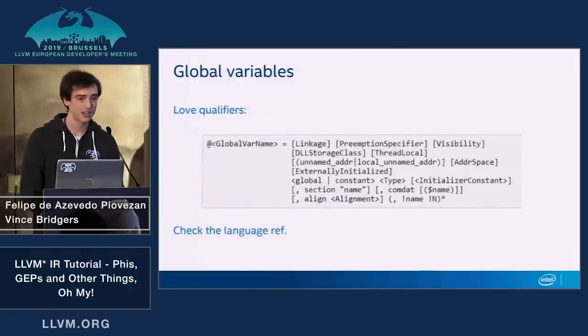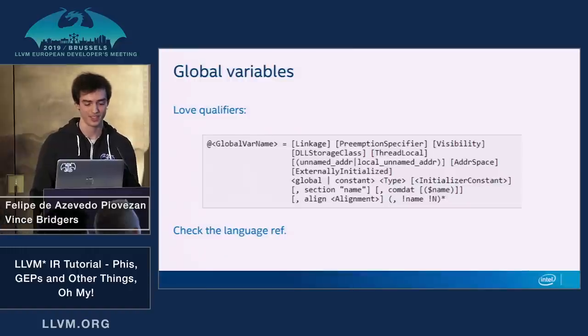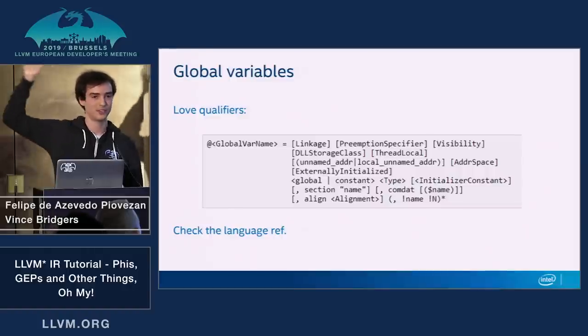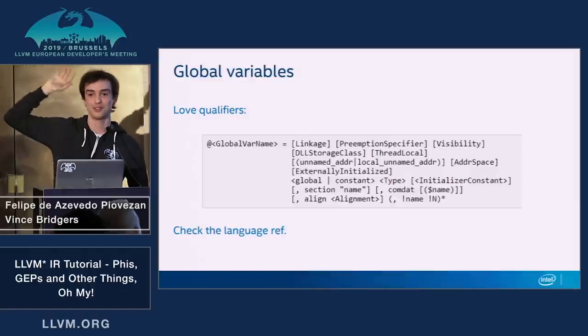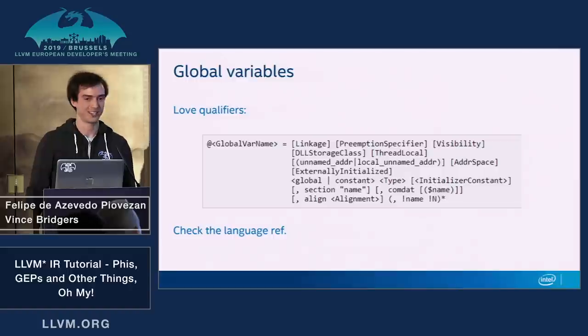Now, an interesting fact about global variables is that they are quite complicated if you look at the language reference page for them. They have quite a lot of possible qualifiers. Can anyone in this room tell me what each and all of these do? Yeah, I can't either, so always check the language reference if you don't know what one of those do.